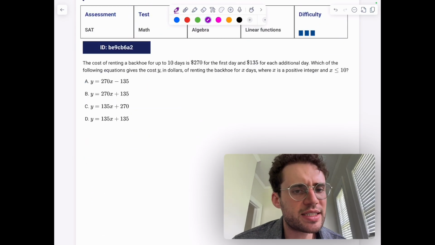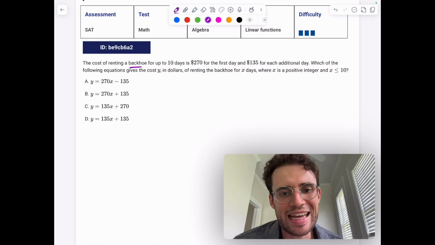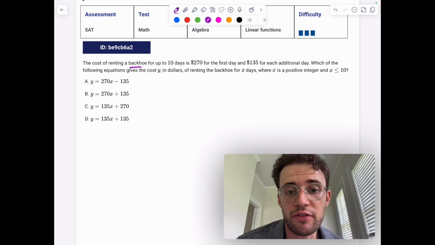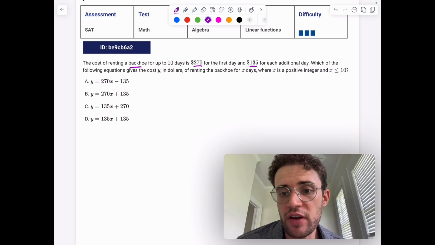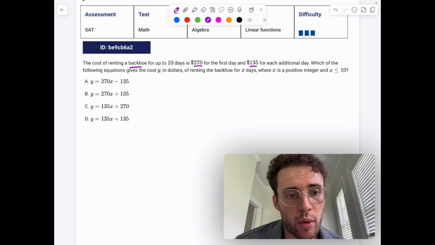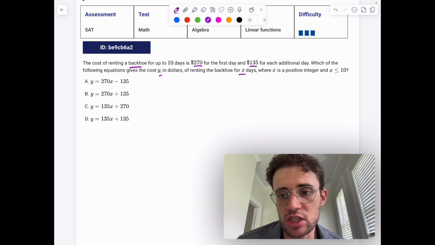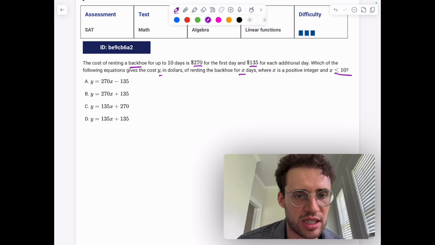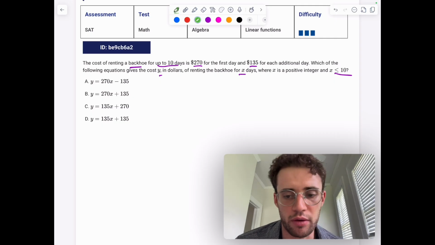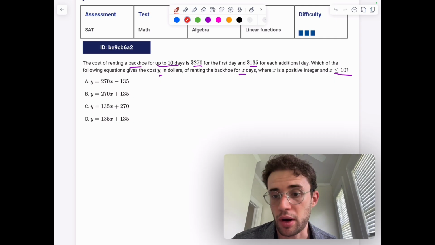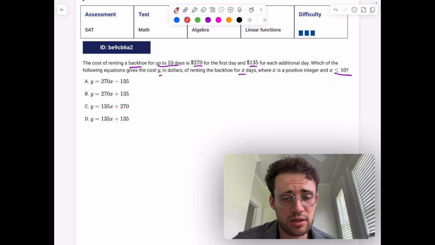The cost of renting a backhoe for up to 10 days is $270 for the first day and $135 for each additional day. Which of the following equations gives the cost y in dollars of renting the backhoe for x days, where x is a positive integer and x is less than or equal to 10? Well, the less than or equal to 10 is just because it says for up to 10 days. So this wouldn't work for more than that. You'd have a different pricing rate for an 11th day or something.